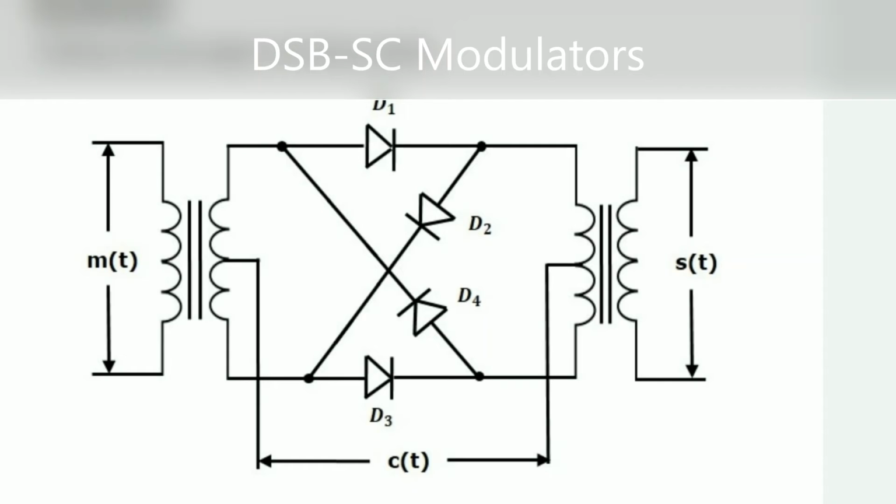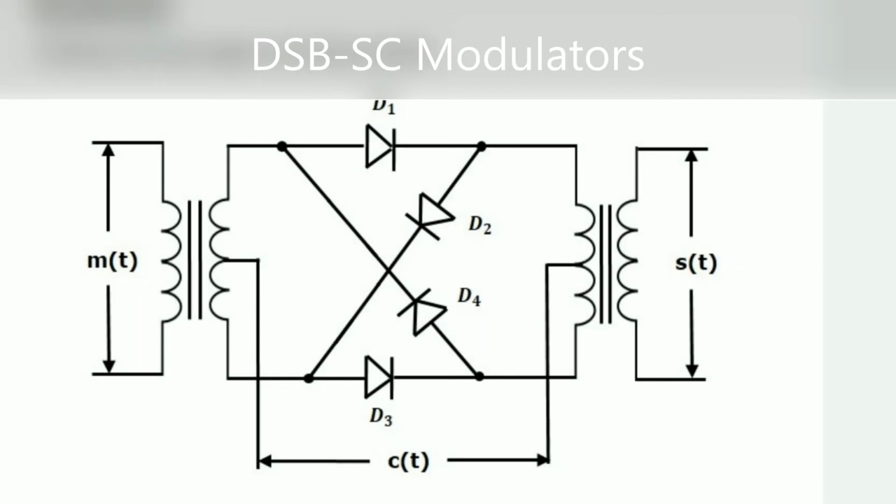From the diagram we can see, below the circuit diagram, we are applying c(t), that is the carrier signal. Now, for the positive half cycle of the carrier signal, what will happen? The diodes D1 and D3 will be switched on and the other diodes, D2 and D4, are switched off. So in this case the message signal is multiplied by +1, that is positive.